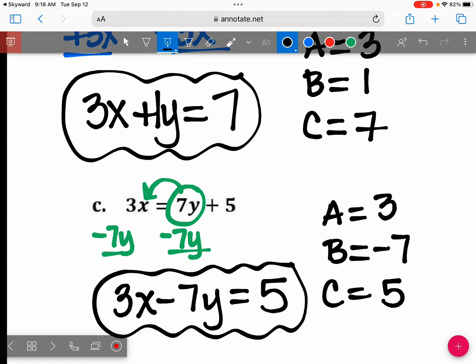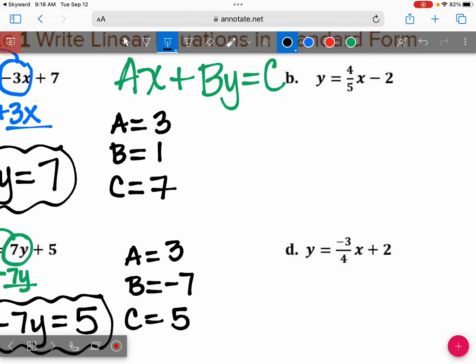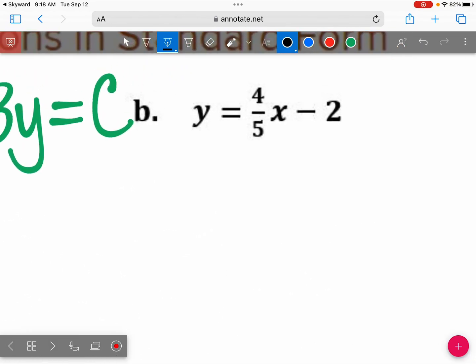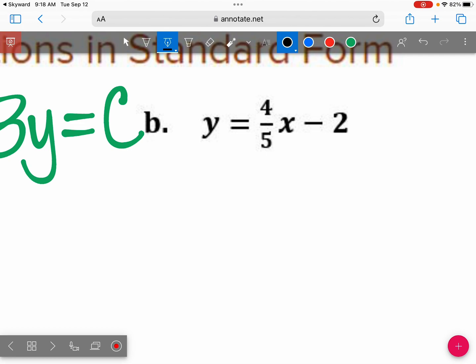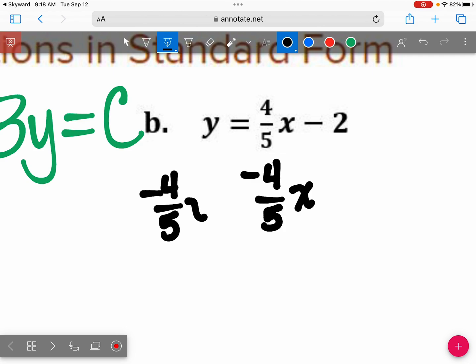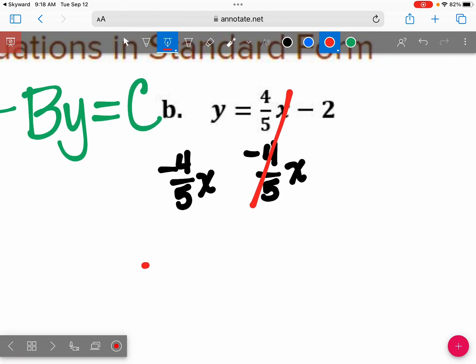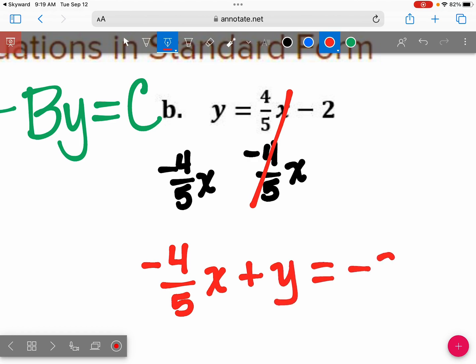All right, so now let's look at the ones that we have fractions in. Let's look at equation B. So the first thing I need to do is move this over. So I'm going to subtract it. I'm subtracting 4/5 x. So that cancels out. So I have negative 4 over 5x plus y equals negative 2.